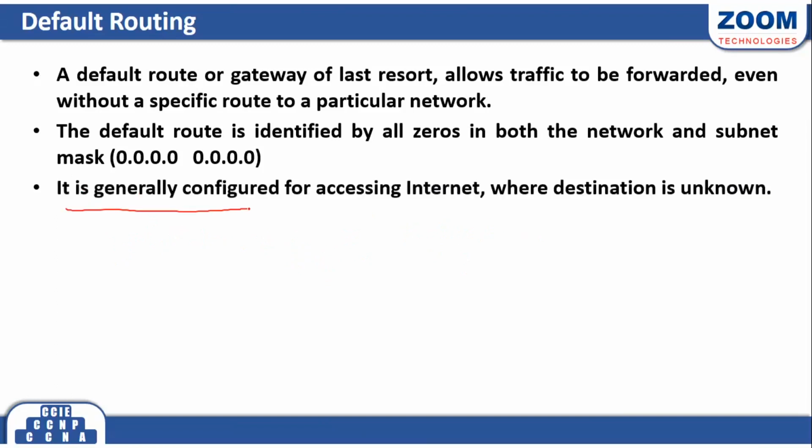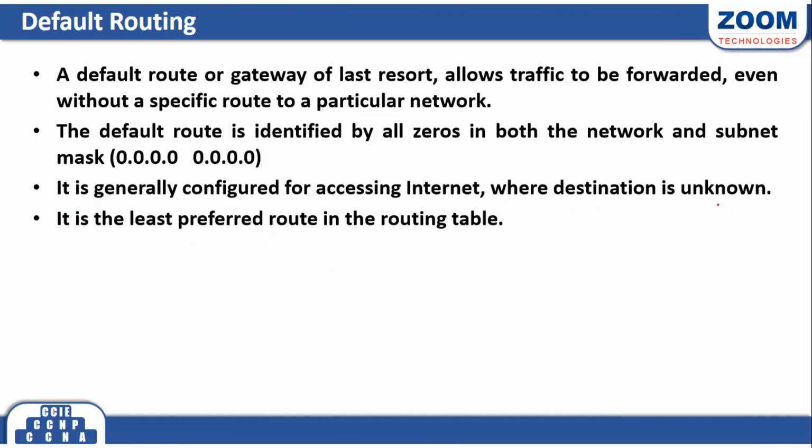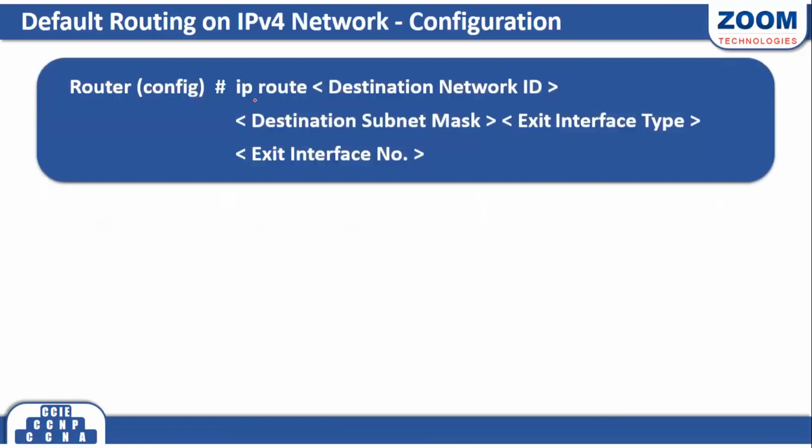So it is generally configured for accessing the internet where the destination is unknown, and it is the least preferred route in the routing table. This is the configuration part: IP route, destination network ID 0.0.0.0, destination subnet mask 0.0.0.0, exit interface, your WAN link, and port number 0/0. We can configure this. Okay.